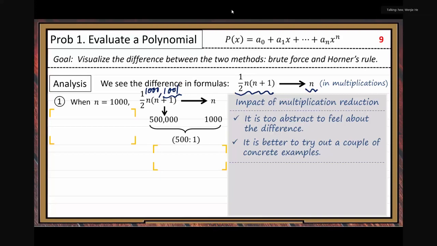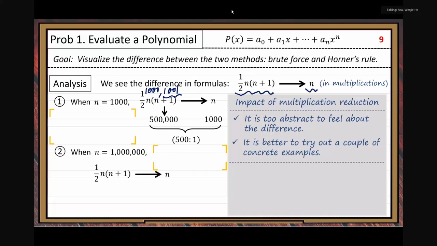This time, I want to try another example with 1 million degree. Because right now we are in a big data era, it's possible we need to do large computation like this, with a polynomial of degree 1 million. You need to find the result as fast as you can. If you apply the brute force method, how much time? How many multiplications do you need?